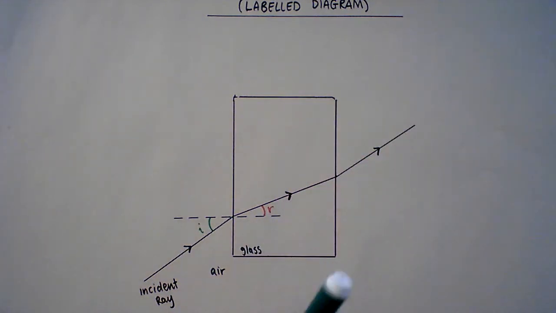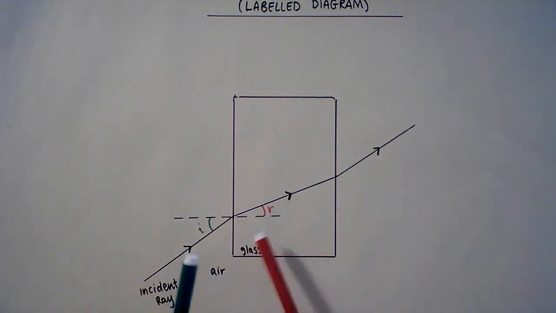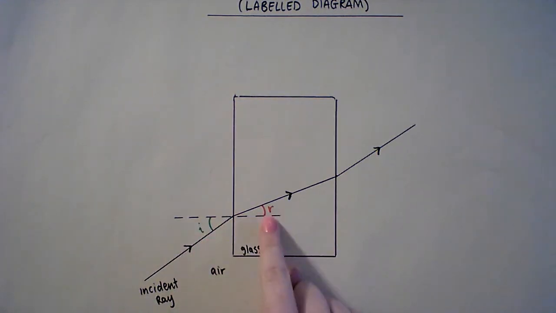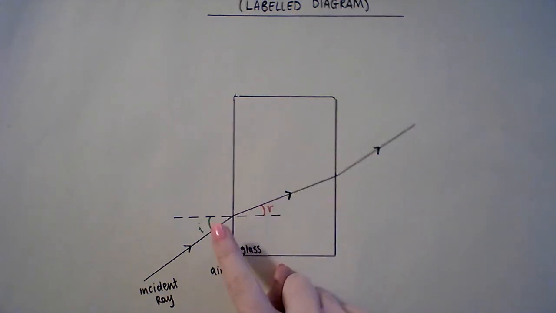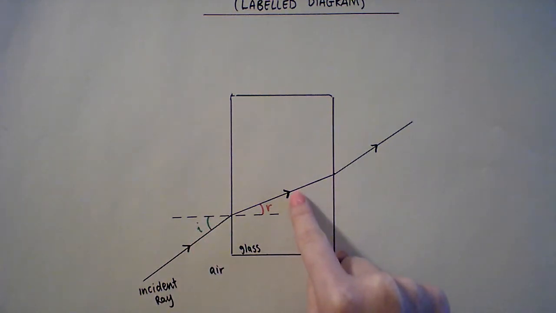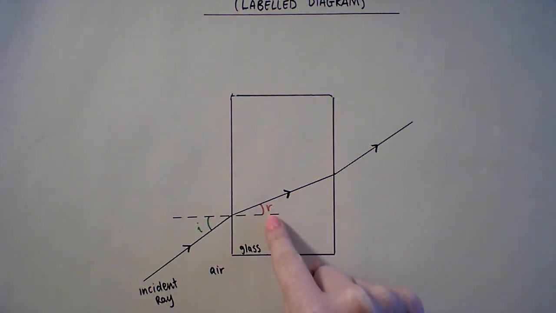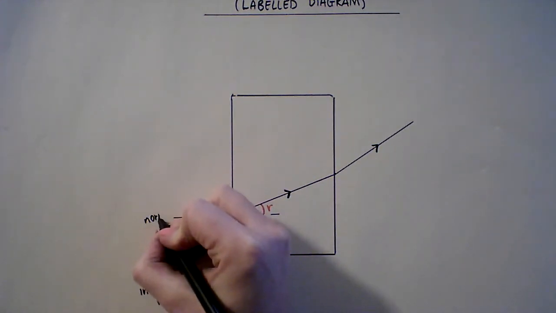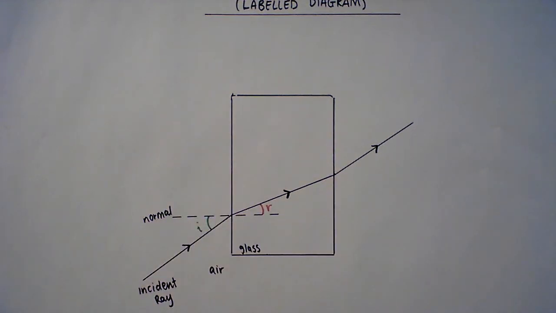Now, unlike reflection, these angles are not equal to one another. The angle of incidence is going to be greater than the angle of refraction here. This is because air is less dense than glass. You do need to know how to label these diagrams. So you need to label the incident ray, the angle of incidence, the refracted ray, and the angle of refraction, as well as the normal. So I'll label that for you. So that is part of your PLP that you have to fill in.